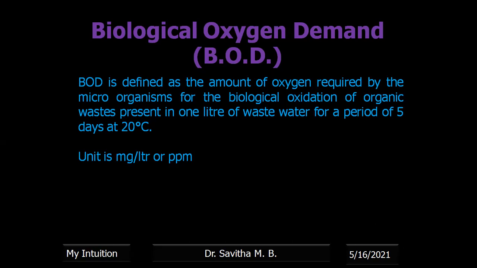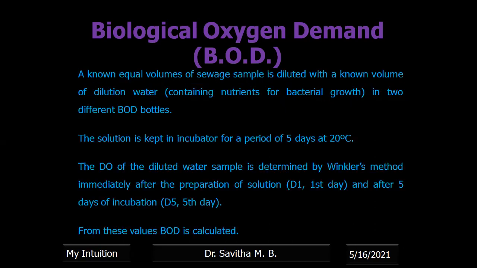Now, by finding out how much dissolved oxygen is present on the day on which the microorganism is added, and after one full growth cycle, that is 5 days, we can find out how much organic matter is present, because as much organic matter is present, so much oxygen will be consumed, because for the consumption of organic matter, oxygen is required, right? Now the unit to express BOD is milligrams per liter.